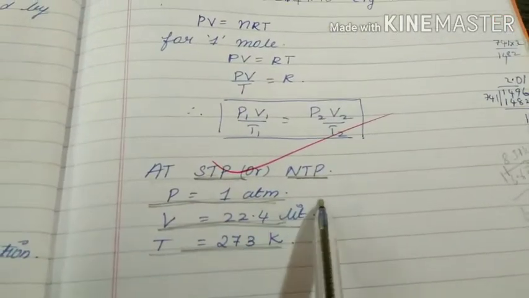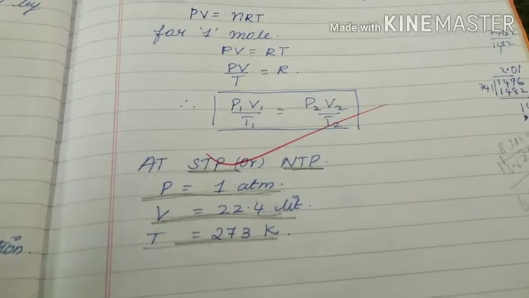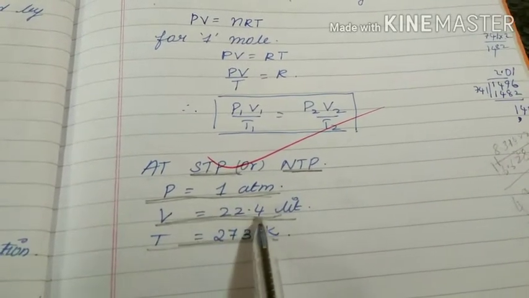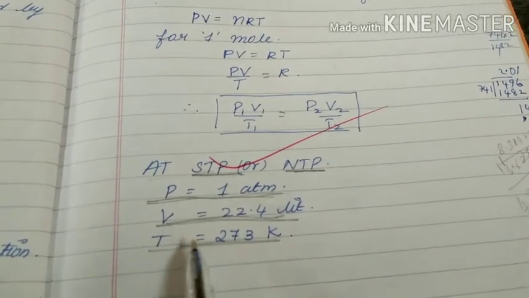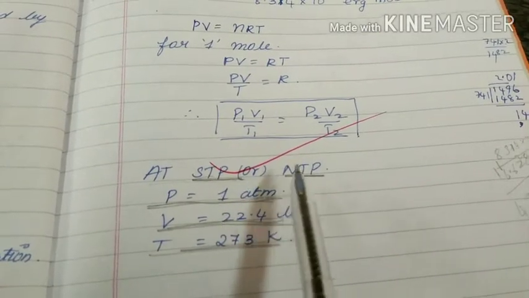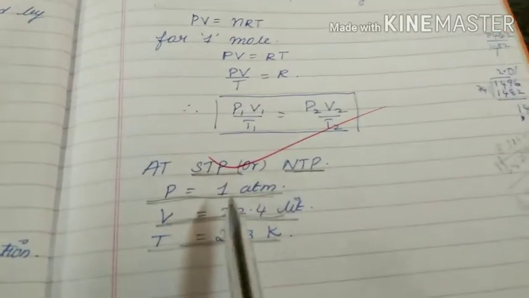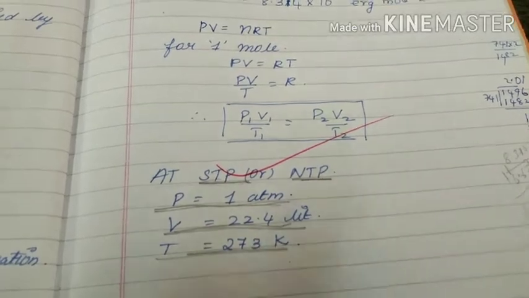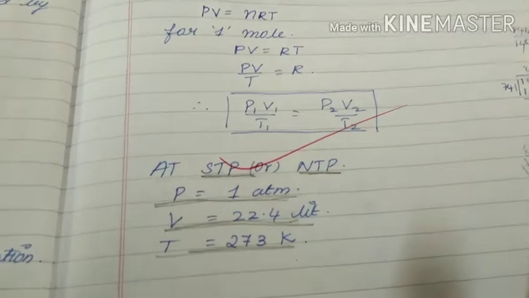At STP or NTP, that means standard temperature pressure or normal temperature pressure, the pressure is 1 atmosphere. Volume is 22.4 liters. We know this point because we got this expression already in the first chapter. And temperature is 273 Kelvin. At those conditions, pressure is 1 atmosphere, volume is 22.4 liters, and temperature is 273 Kelvin. This is all about gas laws.